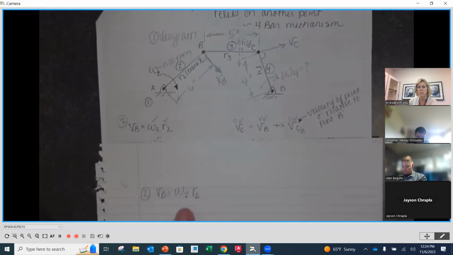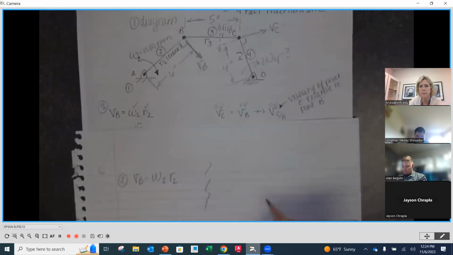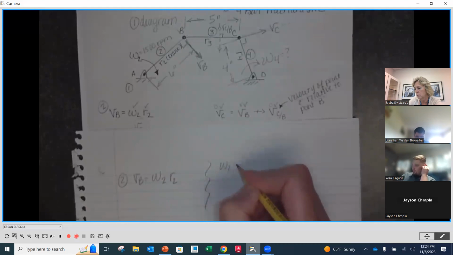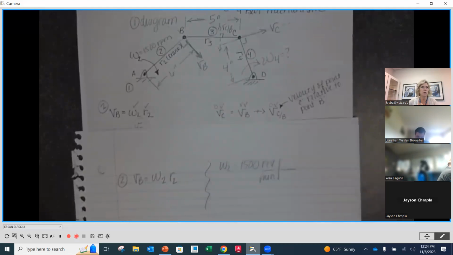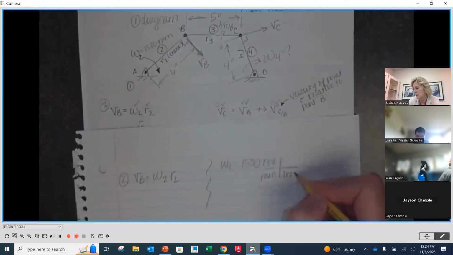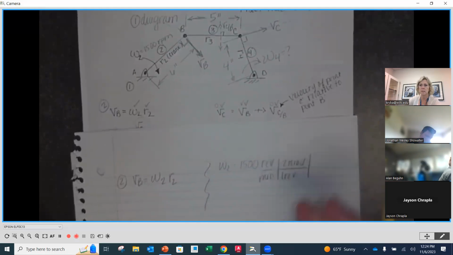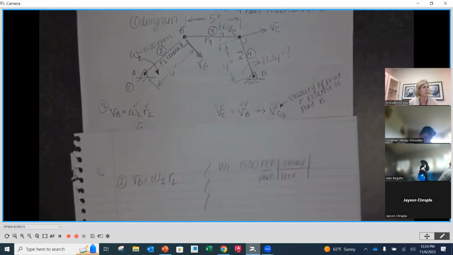Okay, now the W we know has to be in radians per second. So our W2 is equal to 1500 revolutions per minute. We need to convert that to radians per second. Okay, that's step number one. So we know that there is 2 pi radians in 1 revolution. Since revolutions is on the top, remember, you have to expand it out. You can't write it as RPMs. You have to put revolutions and then minutes on the bottom as a fraction.